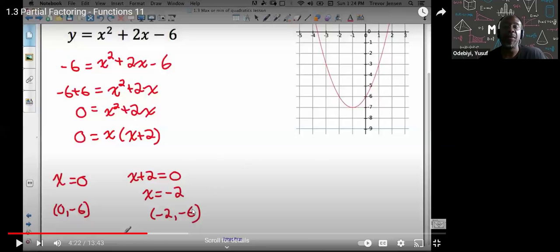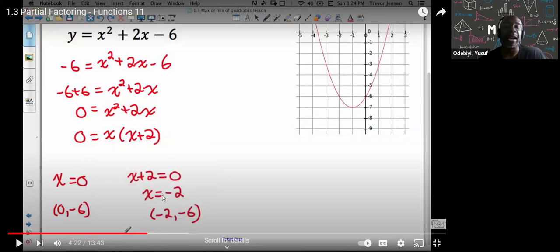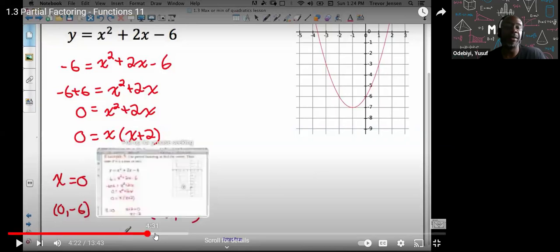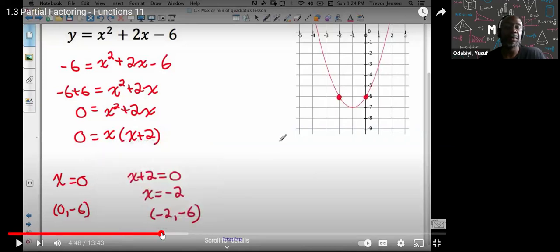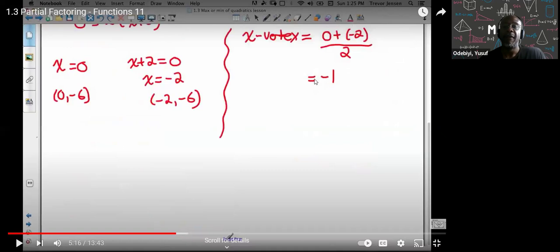So now we know those are the 2 points, and in order to get the vertex, you have to average the 2 points. So he's going to average the two x values. Averaging means you add the -2 and the 0, my 2 x values, and then divide by 2. 0 and -2 divided by 2 gives you -1. So my vertex, the x component is -1.